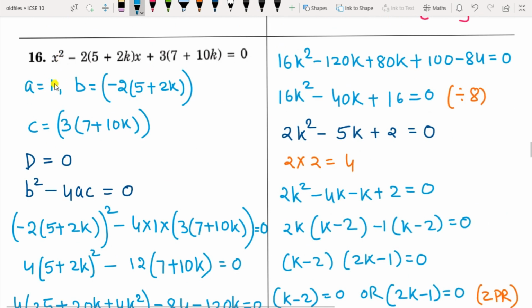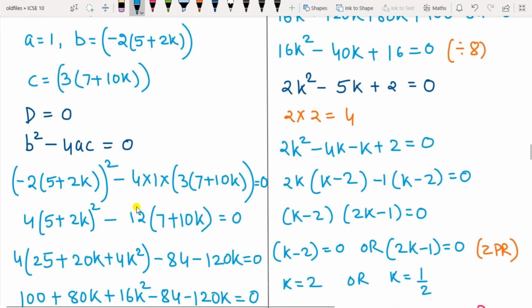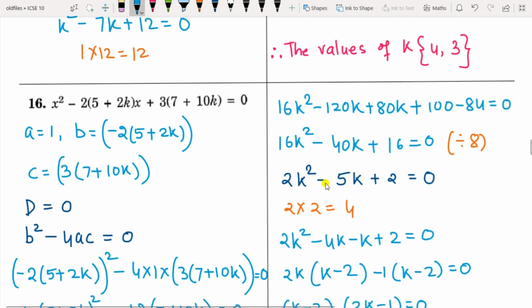Here A is 1, B is minus (5 plus 2k) and C is (7 plus 10k) times 3. Now here same question, so D equal to 0, B square minus 4AC equal to 0. Now you have to solve it as we have done earlier. So this is the whole square, A plus B the whole square, apply the formula and take the like terms together and convert it into the general form of the equation in this case.